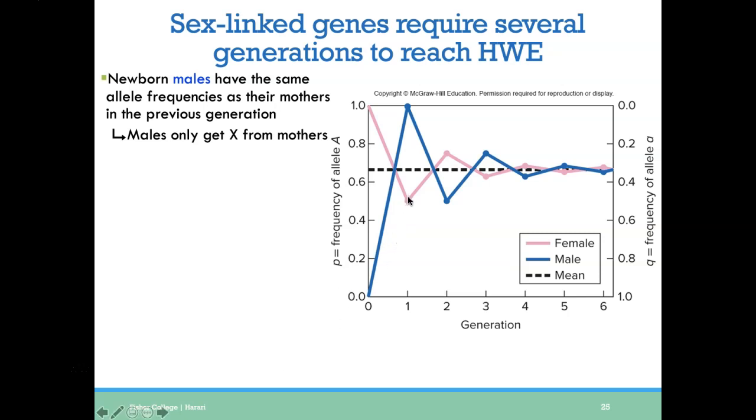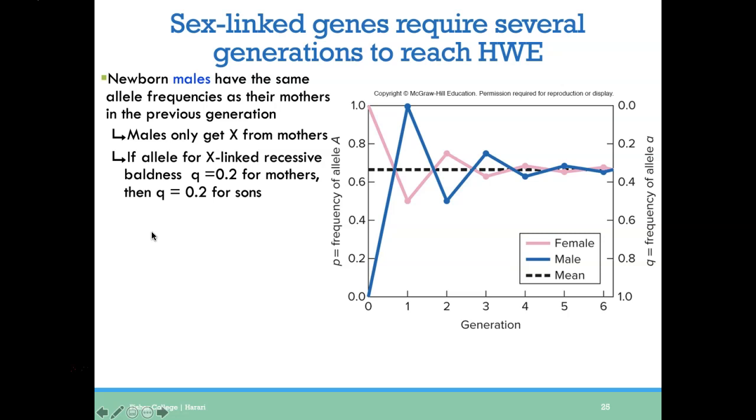So if the moms have 0.5 in this generation, the males will have 0.5 in the next. If the females have 0.7 in one generation, the males will have 0.7 in the next. When females have 0.69, then males will have that in the next. So they keep on, and the females keep on doing an average of the two generations. Over here, the female is 0.5 because that's an average of 0 and 1. Here, the female is 0.75 specifically, because it's an average of 0.5 and 1. 1.5 divided by 2 is 0.75.